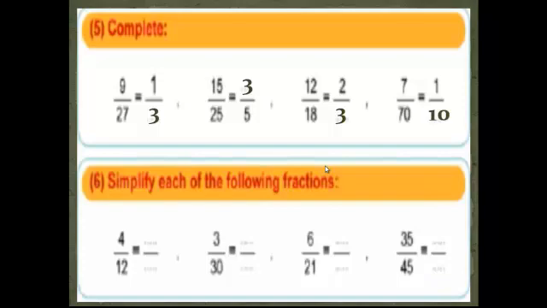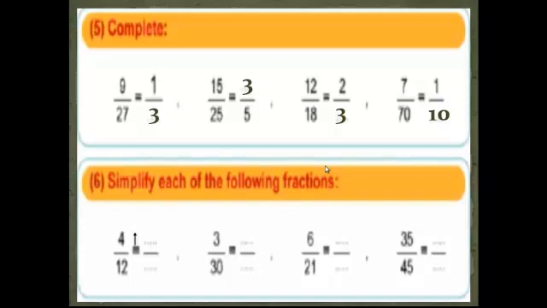Another exercise, simplify each of the following fractions. Okay, we have 4 over 12 equals space over space. As we said before, in simplifying, we are going to look at the number in the numerator. The number in the numerator here is 4. We are going to search in the table. Okay, 4. What in the table equals 4? Yeah, 1 times 4 and 2 times 2.